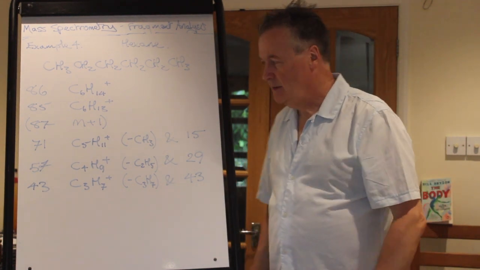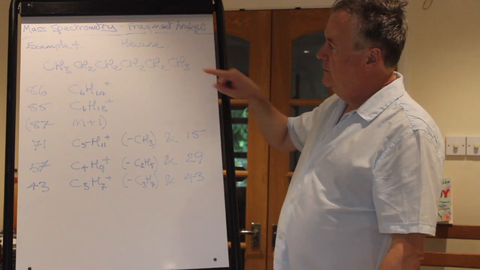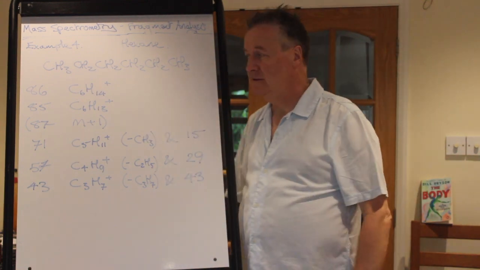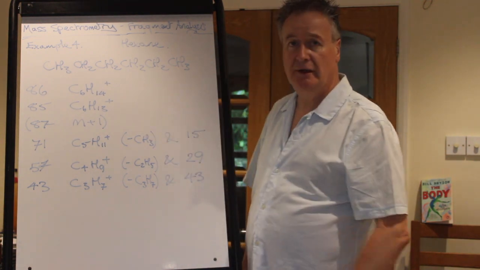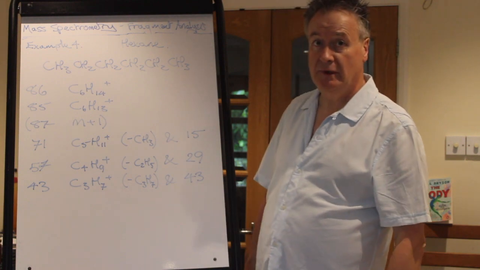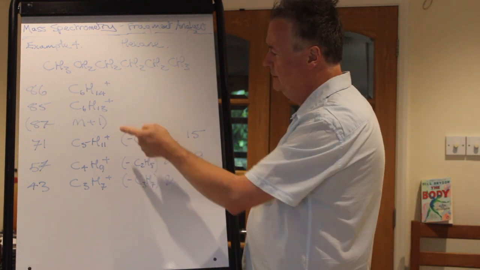Here we are with some breakdowns. Formula mass is 86, so the molecular ion peak will be at 86. Lose one hydrogen, you get a peak at 85, it's quite small. N+1 peak, noticeably small, at 87.